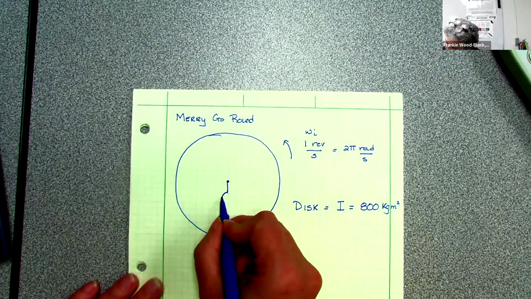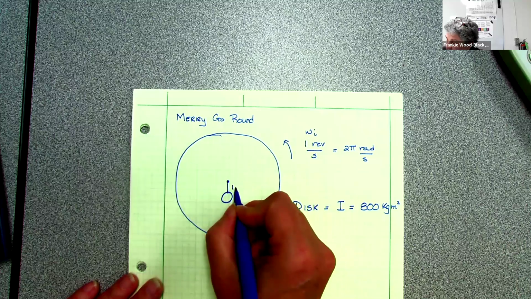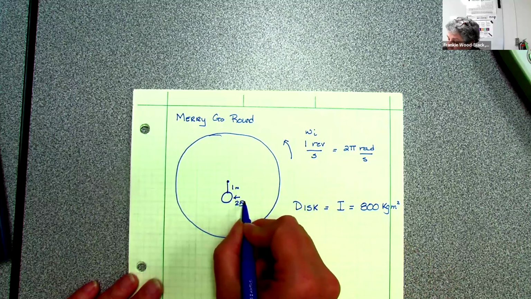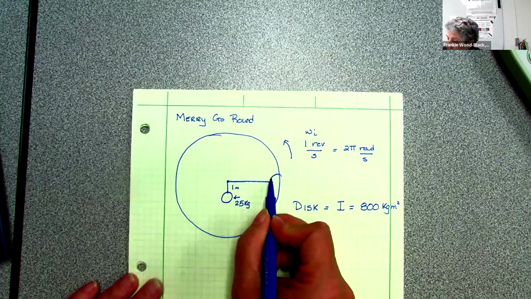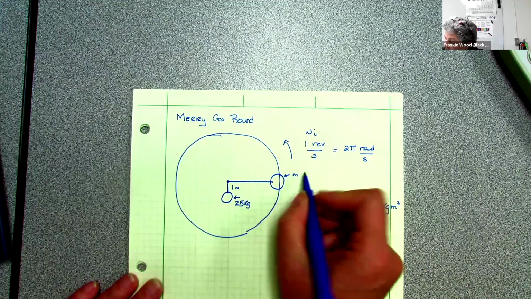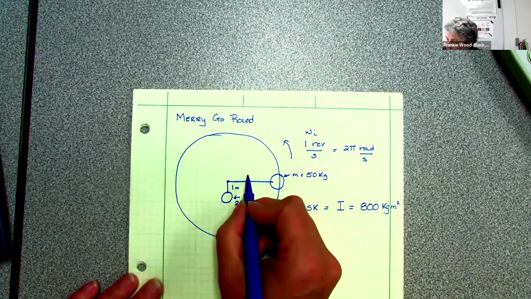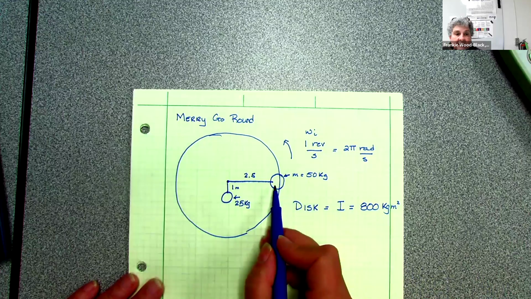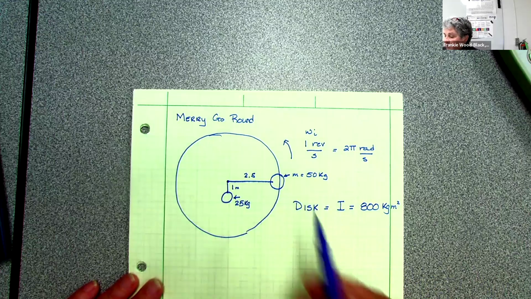So now I have a little kid, and let's say my little kid is sitting at a radius of 1 meter. The mass of this little kid is 25 kilograms. And we've got the big kid sitting right out here at the end. Our big kid has a mass of 50 kilograms, and is 2.5 meters away. And the big kid is going to jump off eventually.